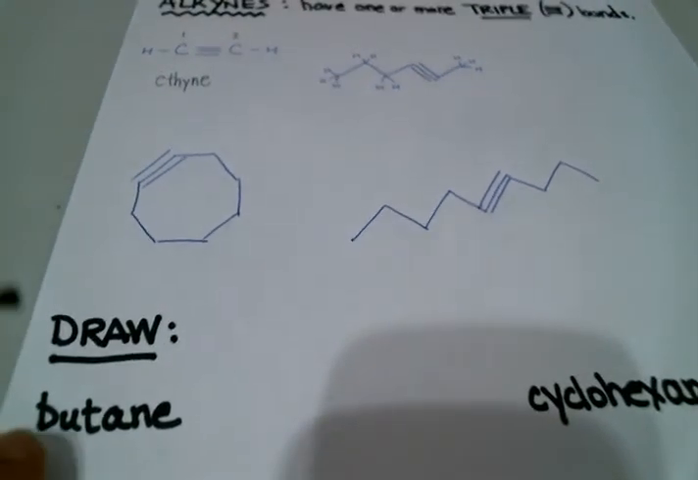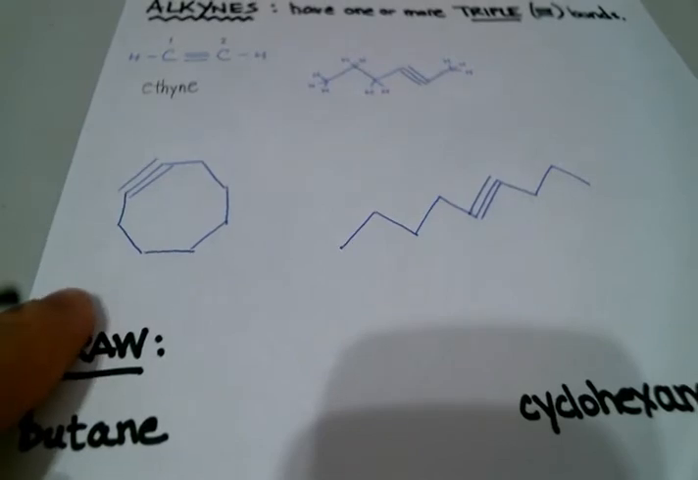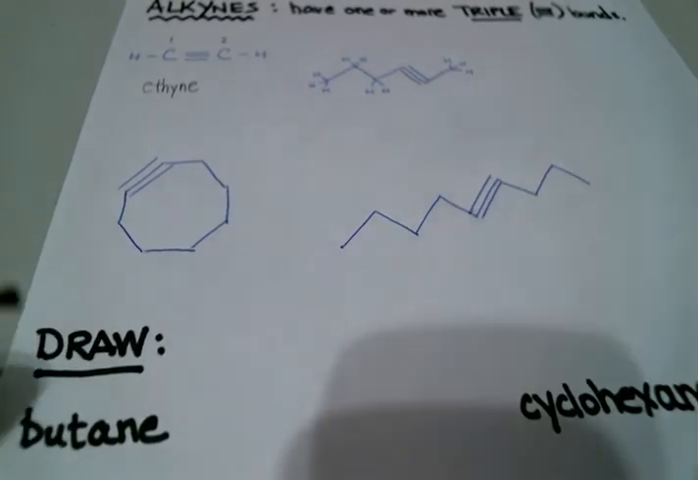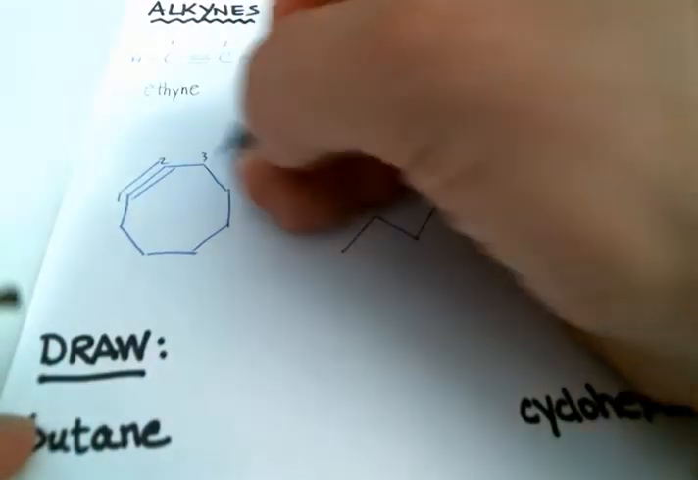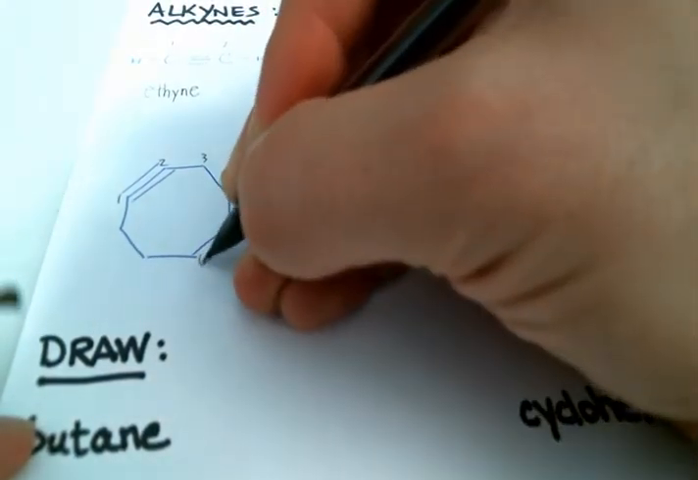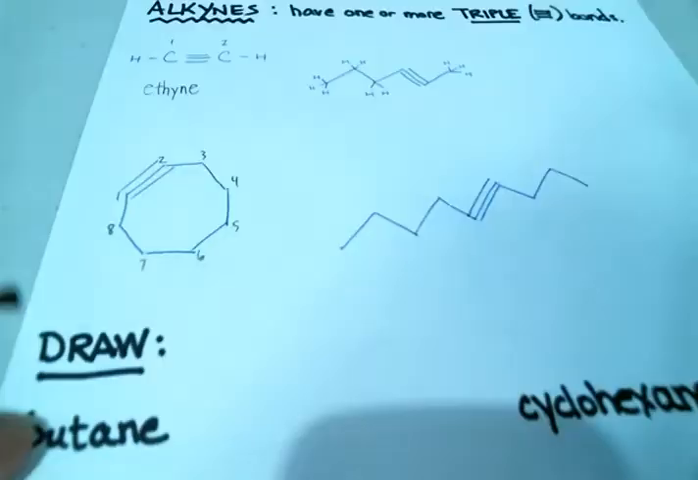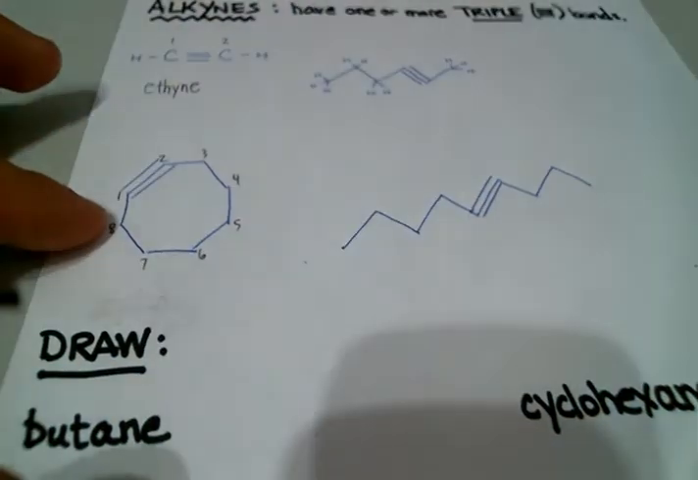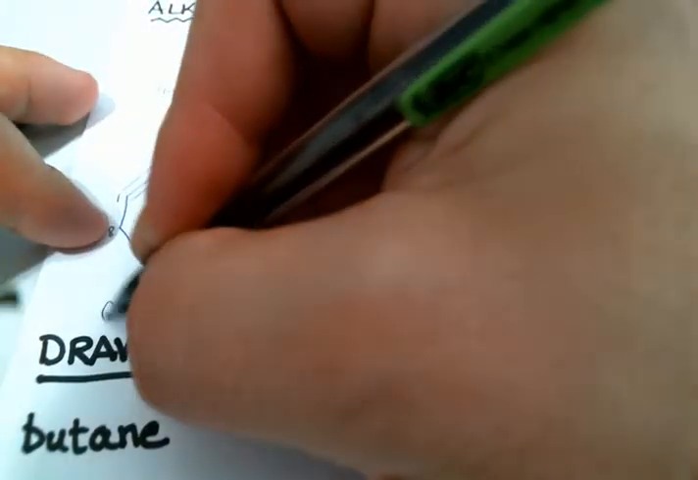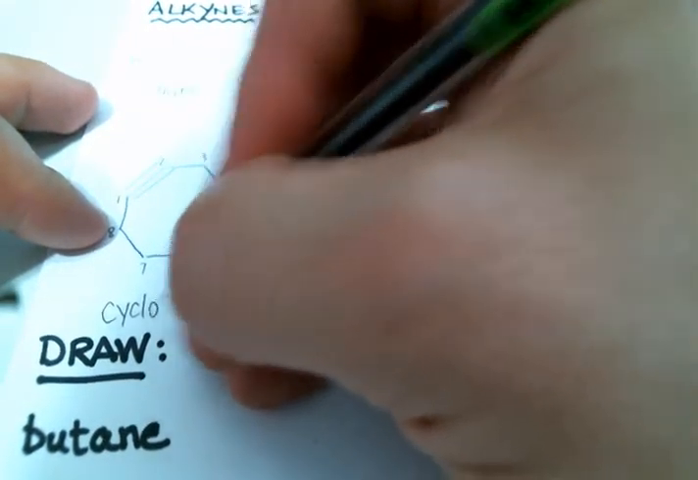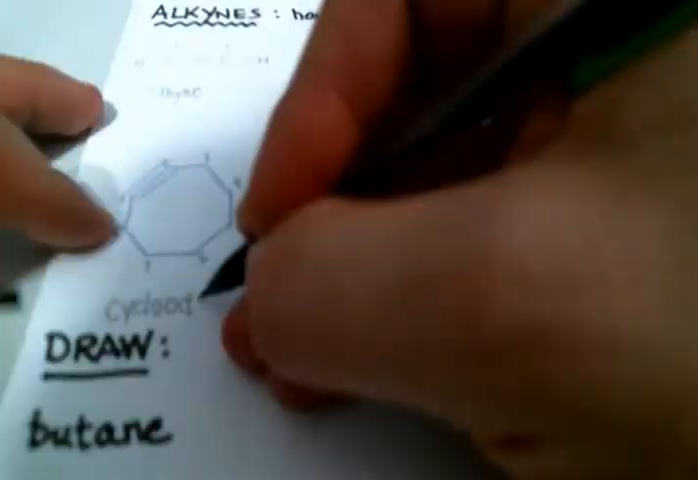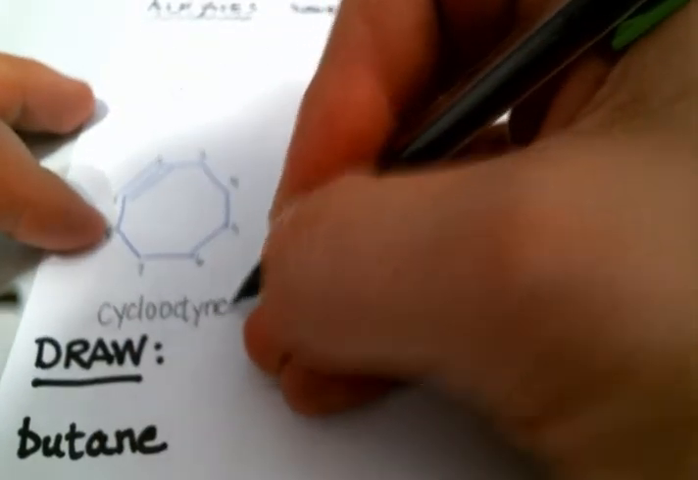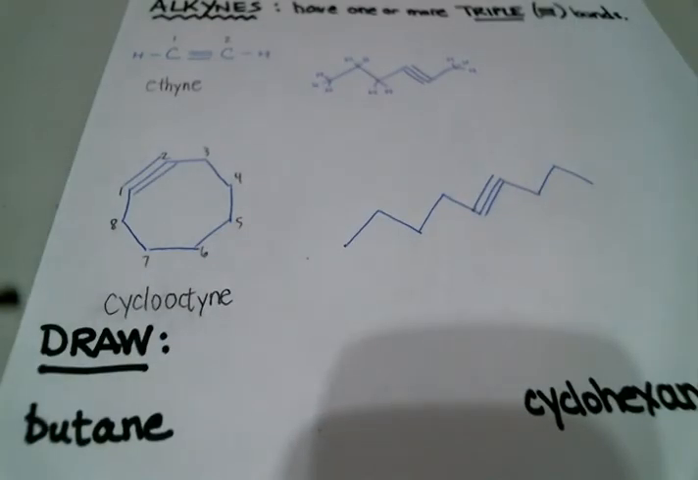The same rules for alkynes apply to alkenes when it comes to cyclic molecules. So again, we can start numbering however we like. 1, 2, 3, 4, 5, 6, 7, 8. Sorry for my shoddy drawing. All right, so with that, we know it's a cyclic molecule. So we have cyclo, oct, and then -yne for the triple bond that's there. Perfect.